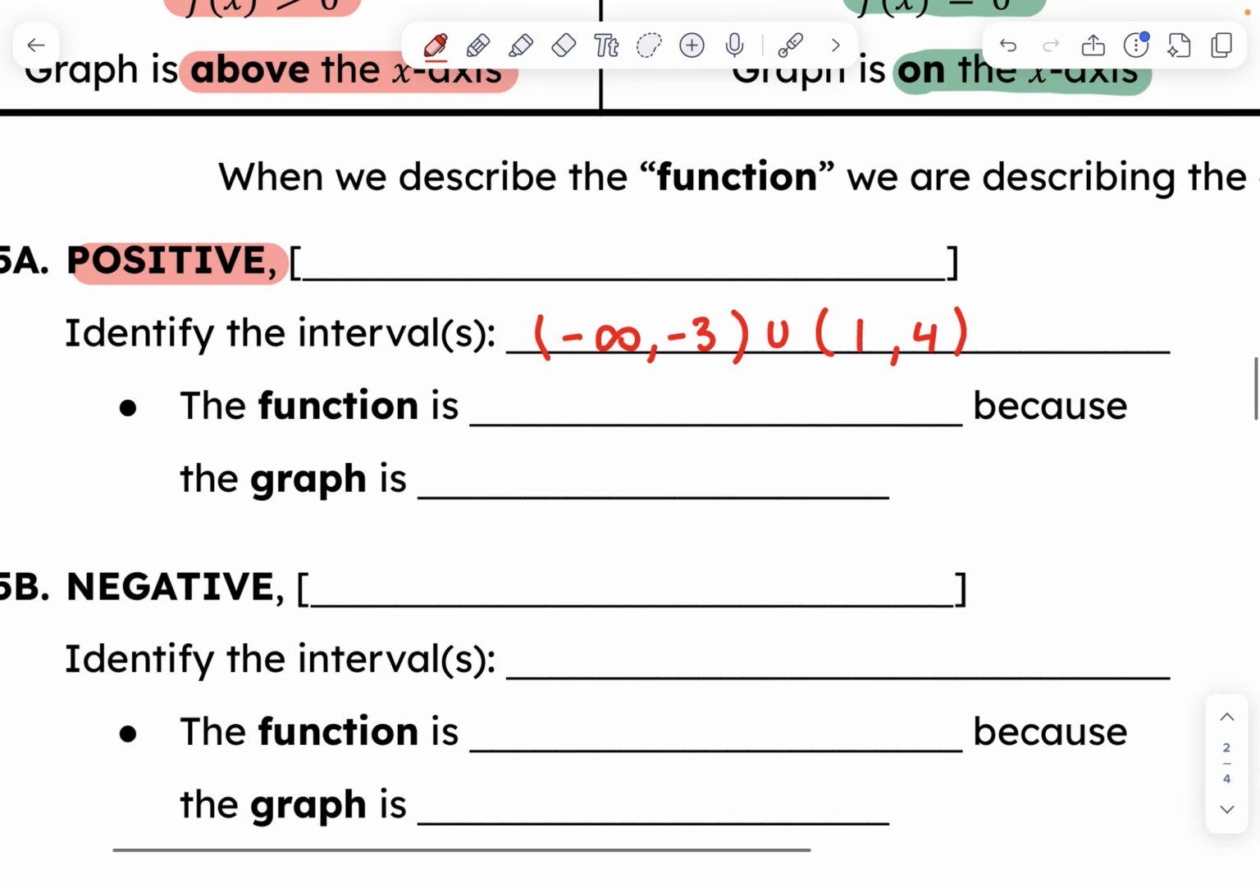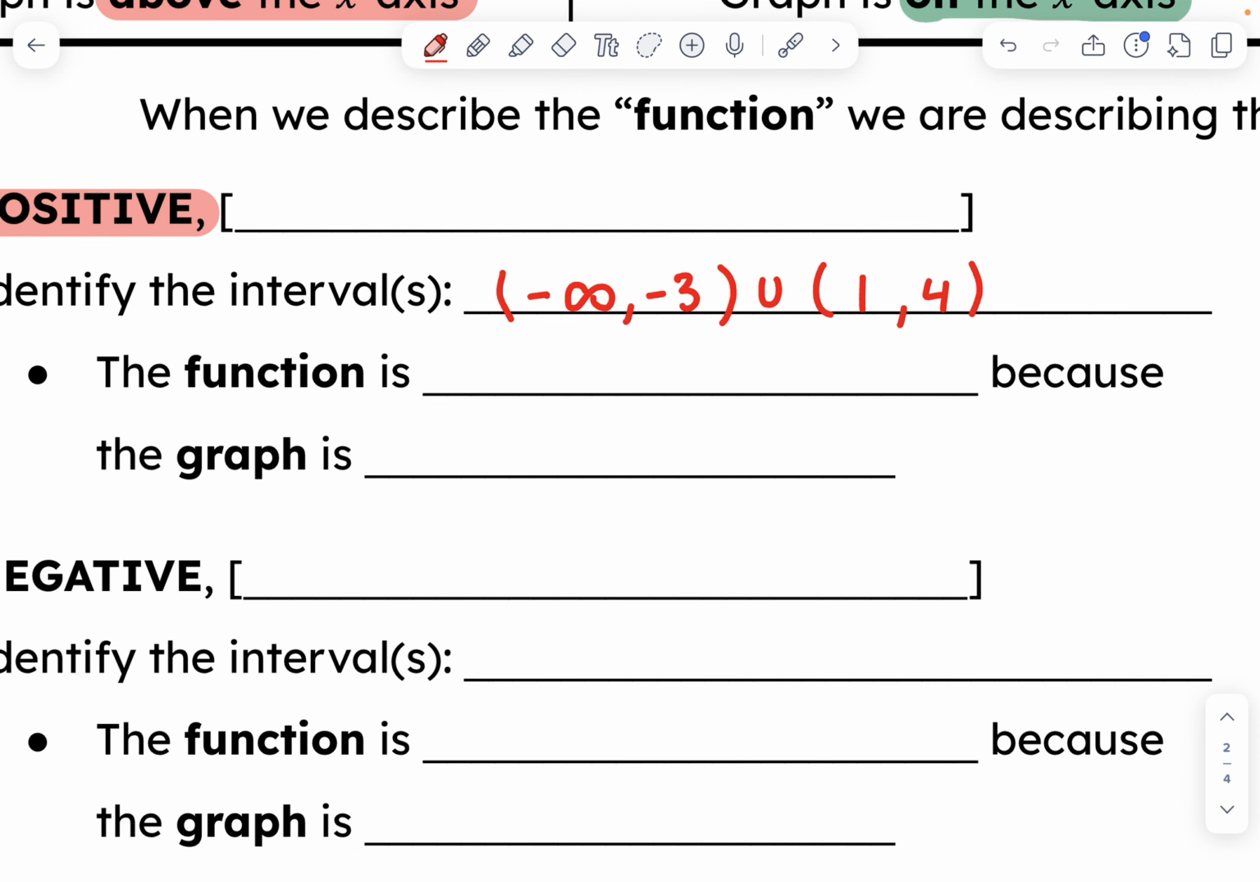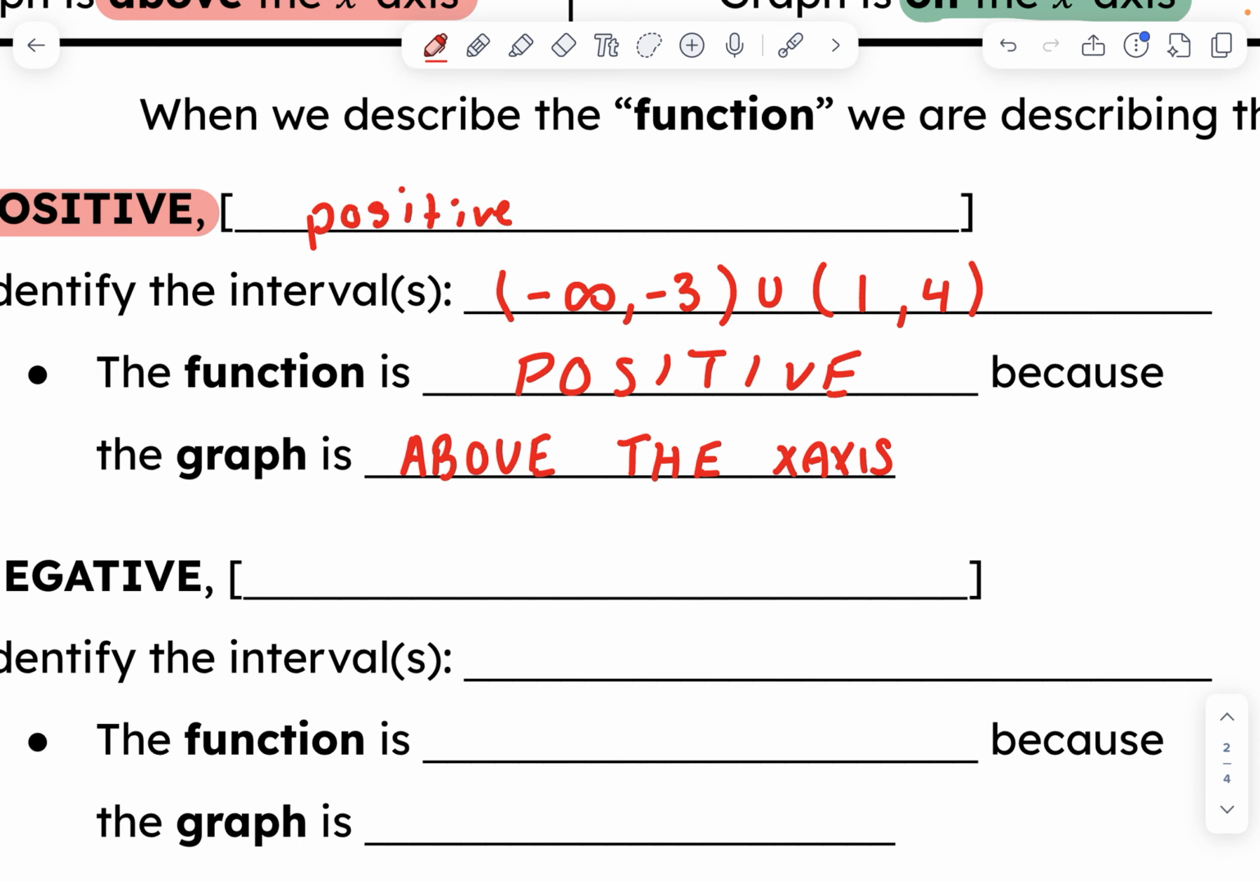In AP Pre-Calculus, we are big on explaining our thinking, so you'll often be asked to provide a sentence similar to this one where you claim that a function is positive because the graph is above the x-axis. In this blank space up at the top, it might be nice to leave yourself a note that this means we have positive y or output values.